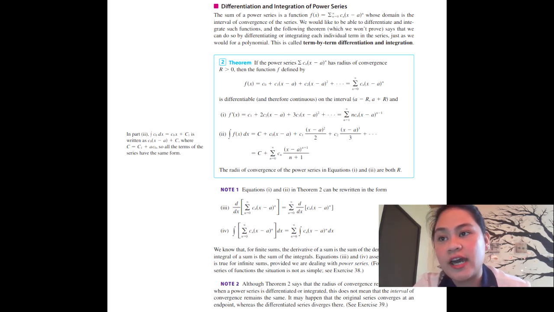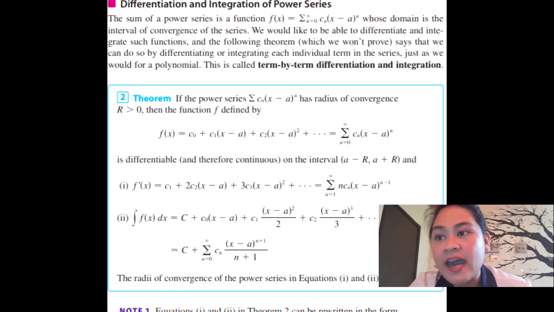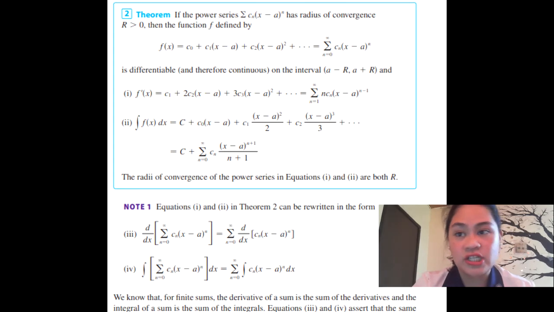Now, for differentiation and integration of power series, the sum of the power series is a function, meaning look at this set of series, and the sum of this power series is the function f of x, as we have put it here, and whose domain is the interval of convergence of the series. Here the center is x minus a inside those parentheses. We would like to be able to differentiate and integrate such functions, as stated in the title. And the following theorem, which we won't prove, says that we can do so by differentiating and integrating each individual term in the series, just as we would for a polynomial. This is called term-by-term differentiation and integration.